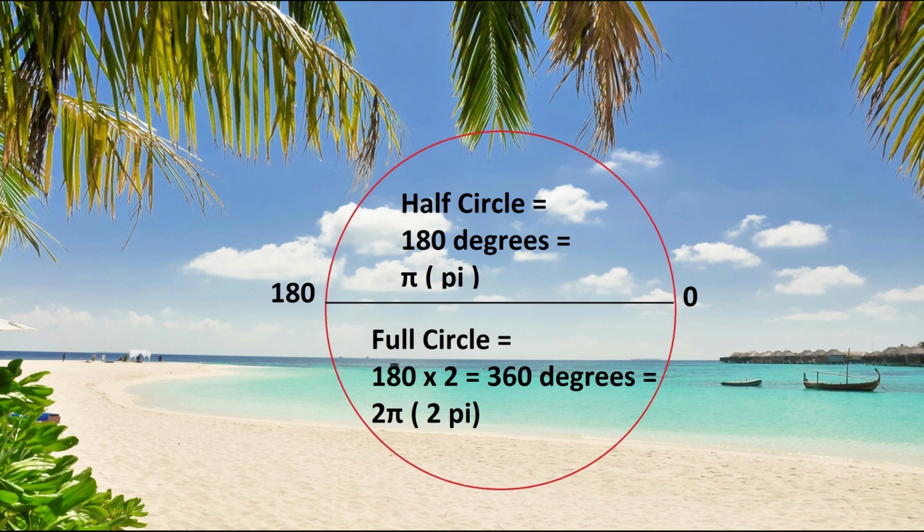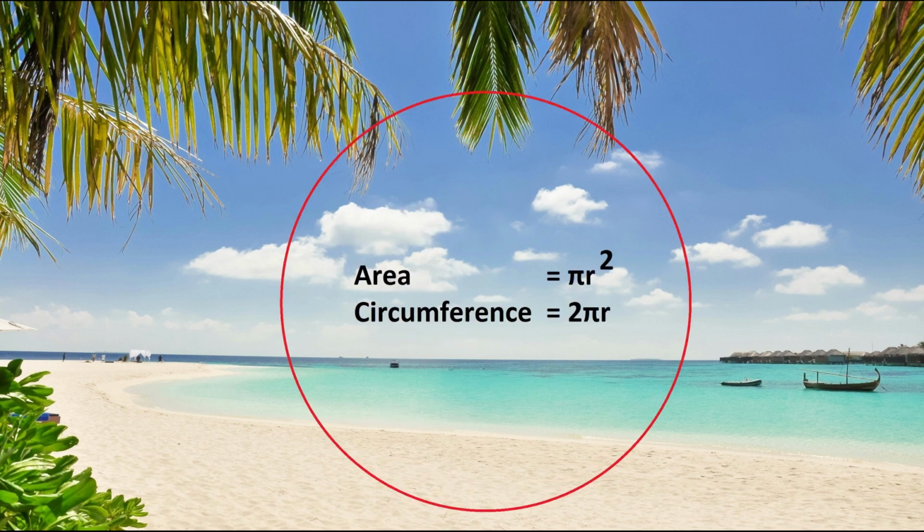Again, you should also keep in your mind the area of the circle, that is pi r square, where pi is 180 degrees as I have told you before, and r is the radius of the circle. If you want to calculate the circumference, its formula is 2 pi r, where pi is of course 180 degrees and r is the radius of the circle.